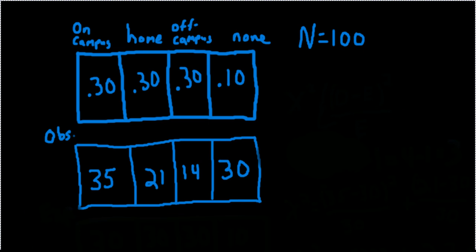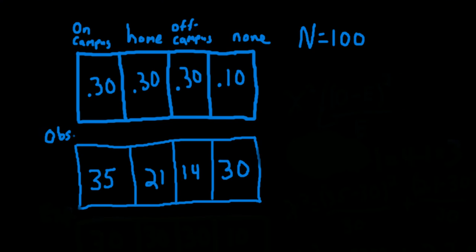In this example, I'm going to do a one-way chi-square goodness of fit test. I'm using some hypothetical data where we've sampled 100 people, 100 students, and asked them where they ate their lunch.